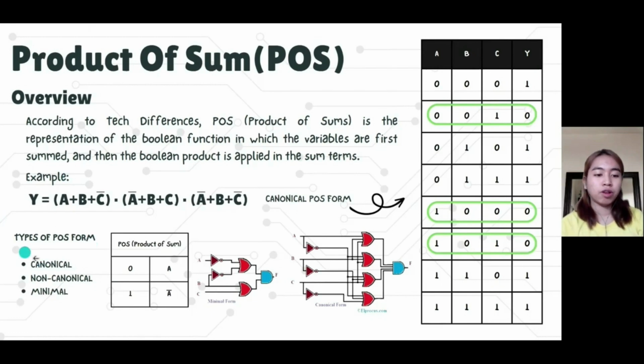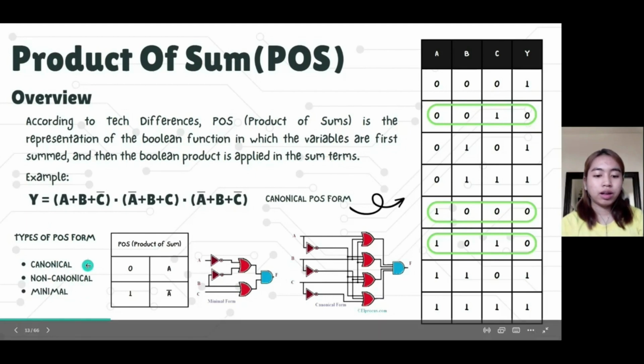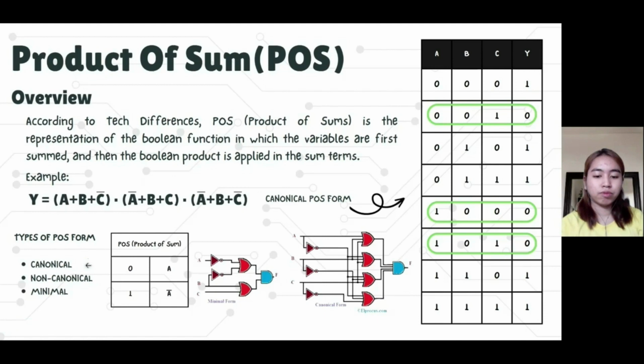So, there are three types of POS form: the canonical, non-canonical, and the minimal. The canonical form is where the max terms are ANDed together for which output is false. It is also known as product of max terms or canonical conjunctive normal form or the CCNF, and canonical means standard and conjunctive means intersection.